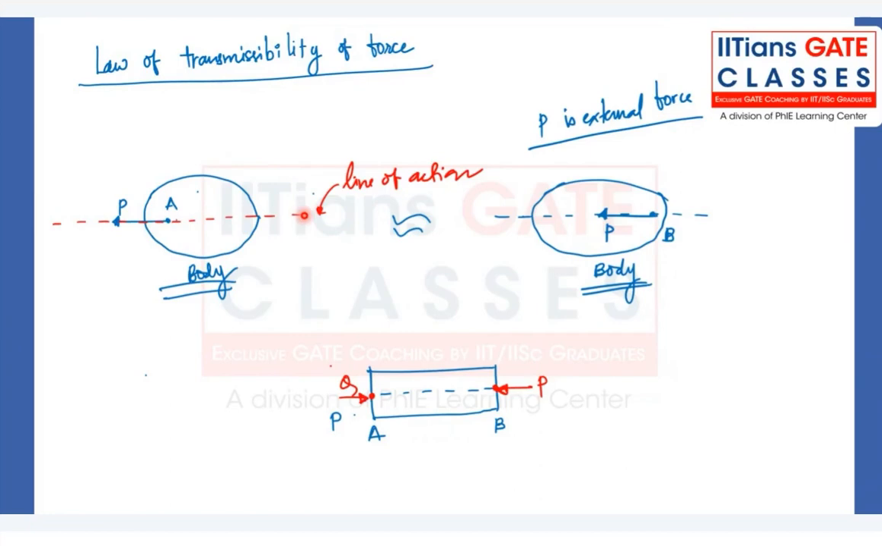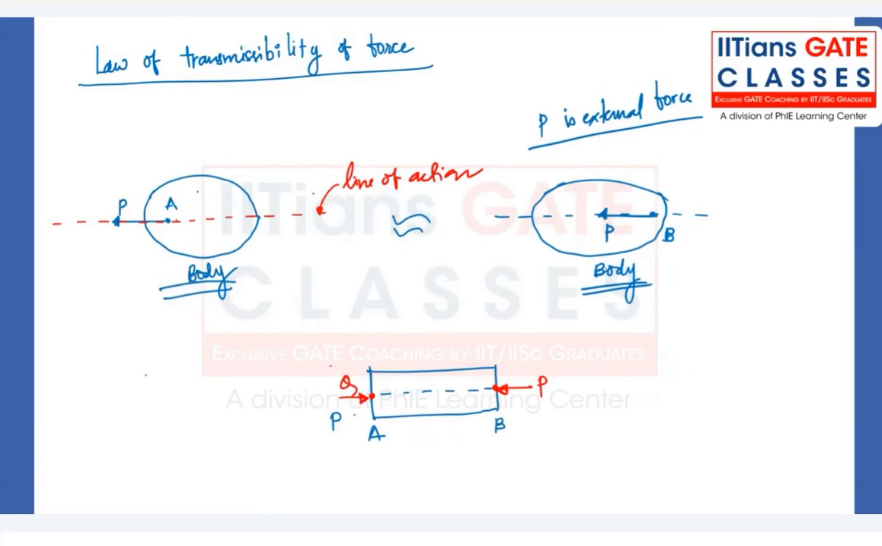Now, one more thing here we should know is, what is the limitation of this law? This law is applicable for the external forces. Okay, yes, Pranjal. In this case, body will remain unaffected. Means, for example, let's say because of this force, body is moving in left direction.